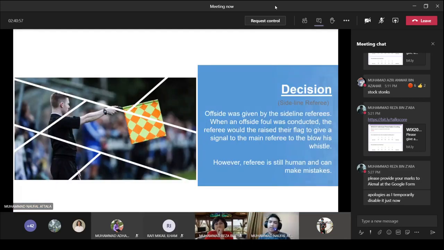And then the decision of the offside. Offside is given by the sideline referees. When an offside foul is committed, the referee raises their flag to signal the main referee to blow his whistle. However, the sideline referee is still only human, and therefore many mistakes happen during a match. Because the football game is so fast and agile, it's not infrequent that an error happens.